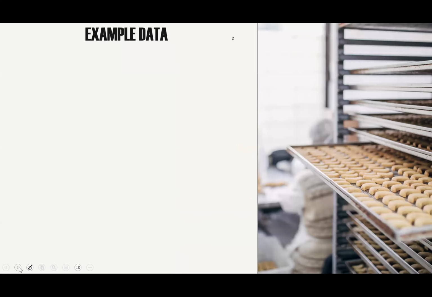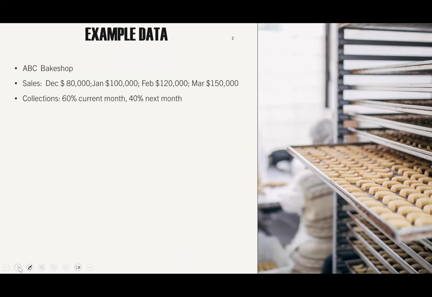Okay. Let us go into our example data for our ABC Bake Shop. I am giving you sales numbers for December, January, February, and March, which means it can be a pretty elaborate exercise, but you will see the reason in a minute.